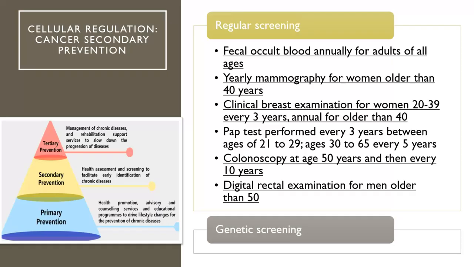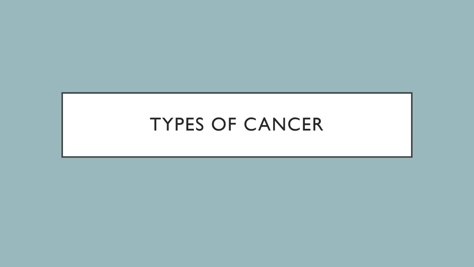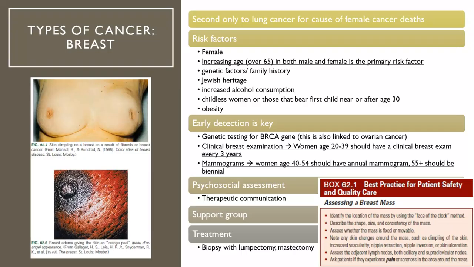A colonoscopy at age 50 and then every 10 years thereafter. And then a digital rectal exam for men older than 40, men older than 50. Make sure you're getting your genetic screening if there has been a high risk for cancer in your family. Now, types of cancer: breast cancer.